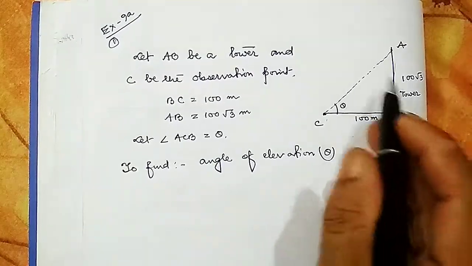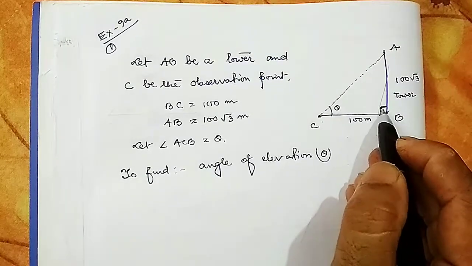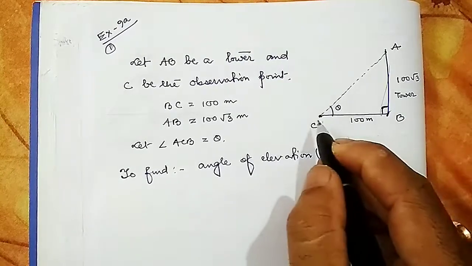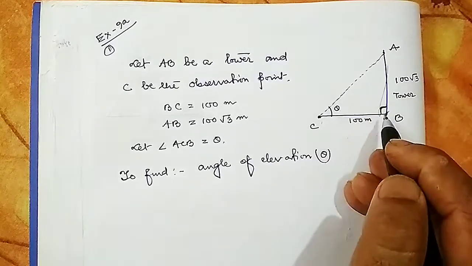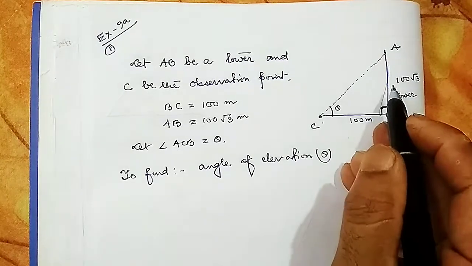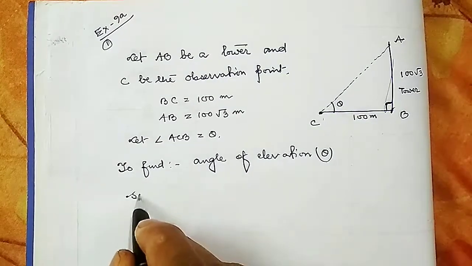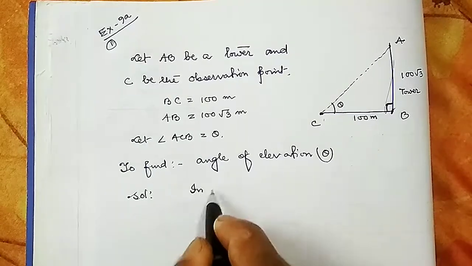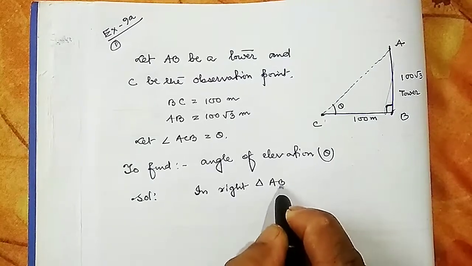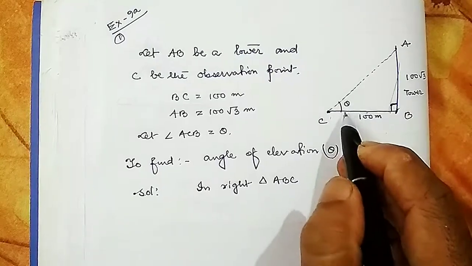Now as you can see in this right angle triangle, this is a right angle because this one is 90 degrees. That means the triangle is a right angle triangle. Here base is given, hypotenuse is not given, perpendicular is given, and we know tan theta relates perpendicular and base, so we can write here in solution part, in right triangle ABC, since these two are known, we can easily calculate theta.